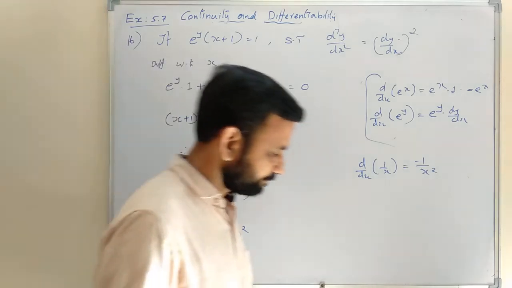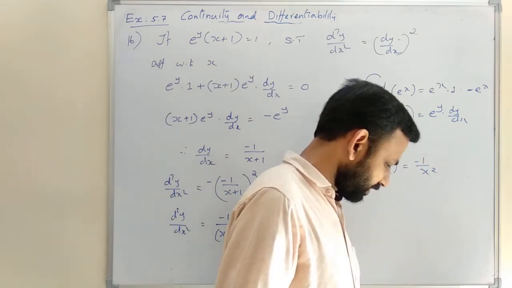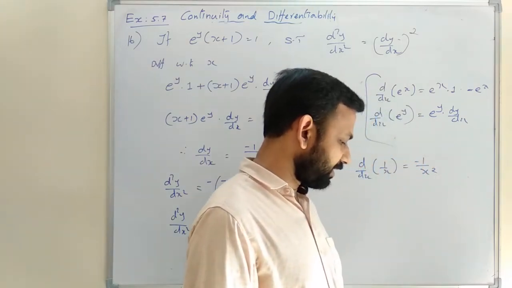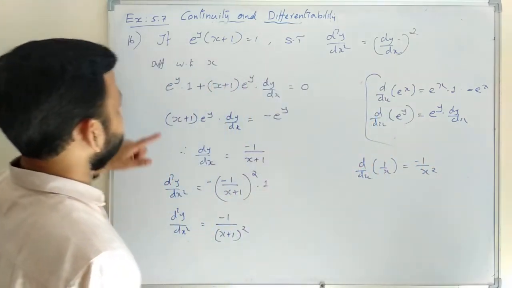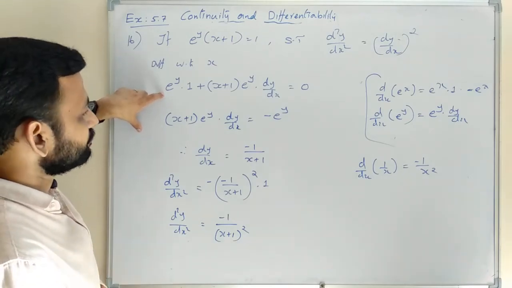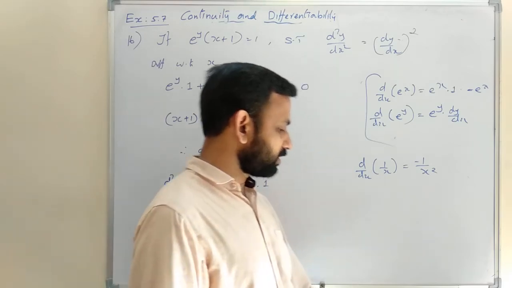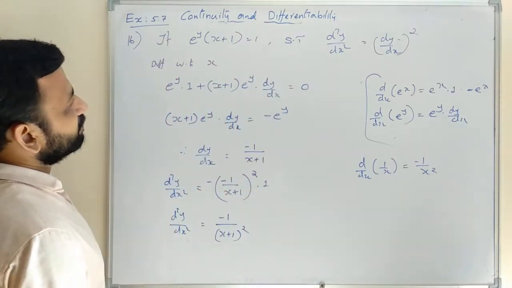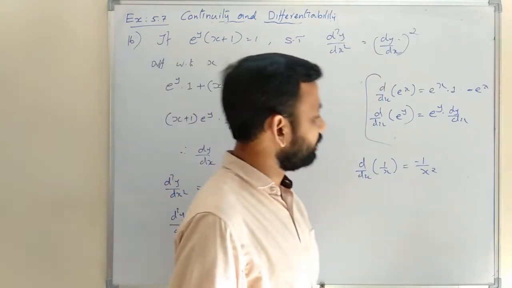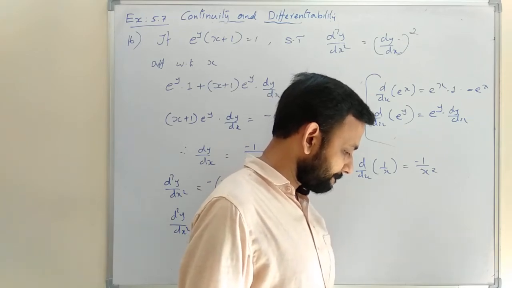So here d square y by dx square equal to dy by dx whole square. So we will verify once again. e raised to y into x plus 1 is equal to 1. Show that d square y by dx square equal to dy by dx whole square.